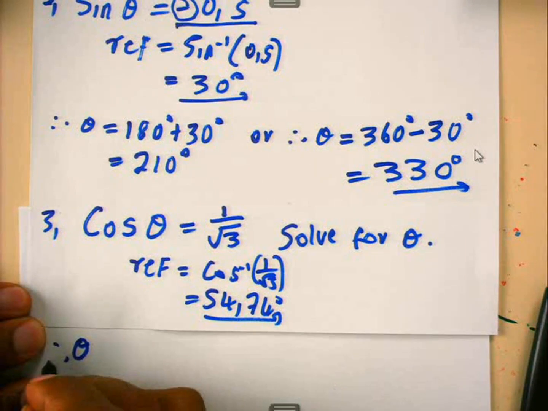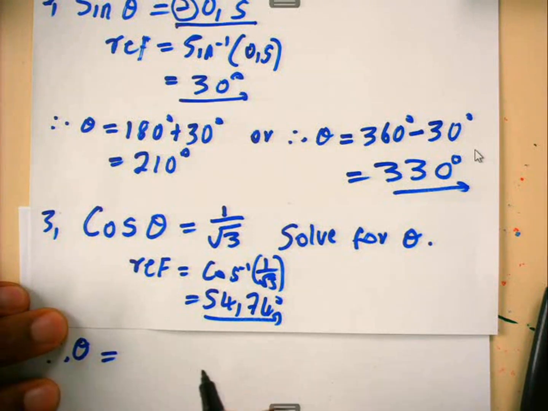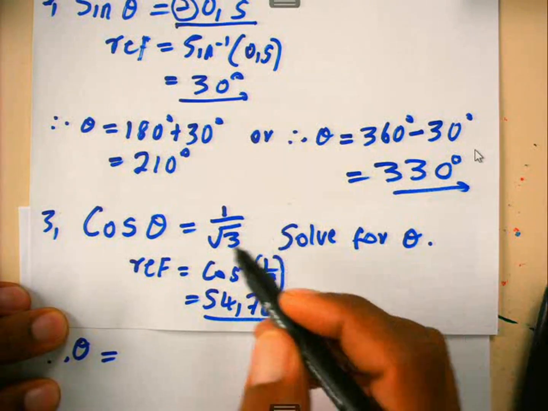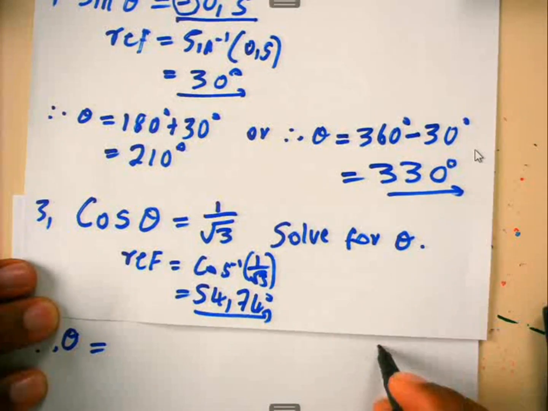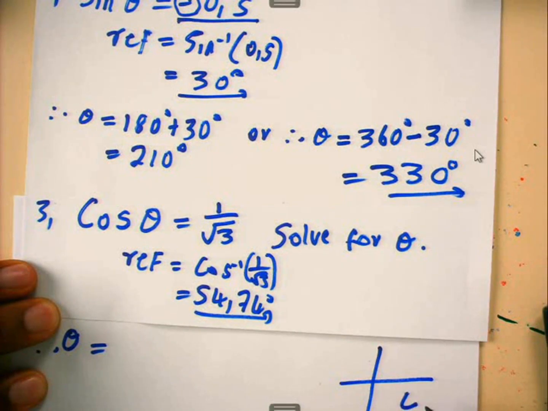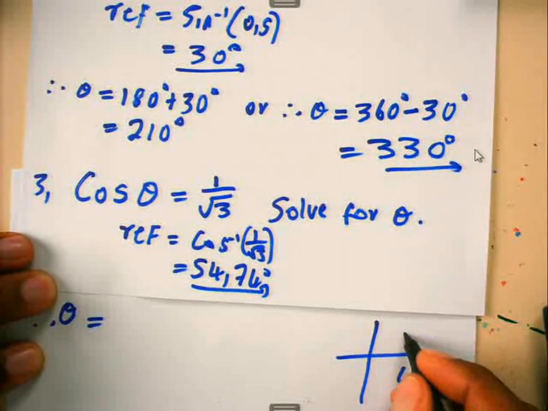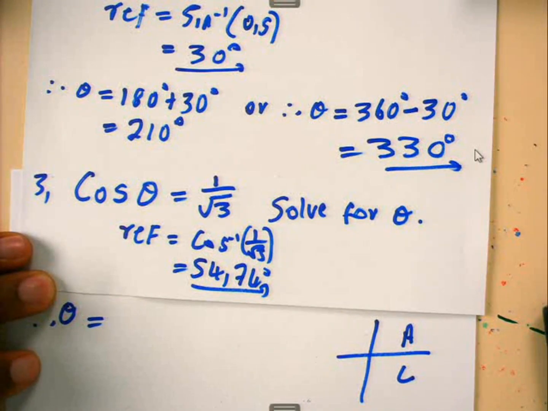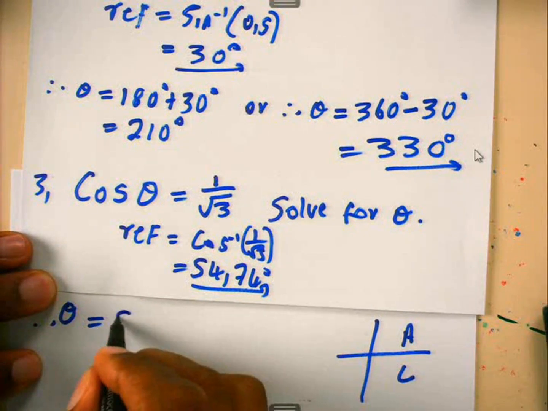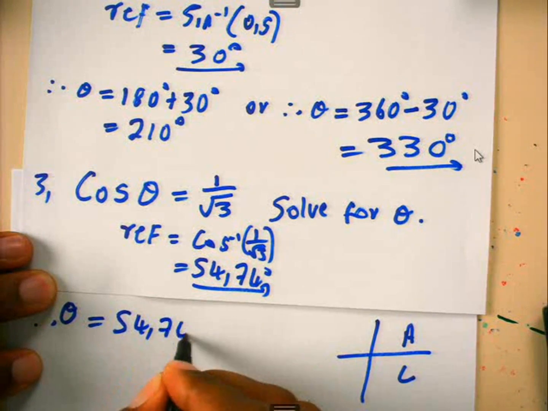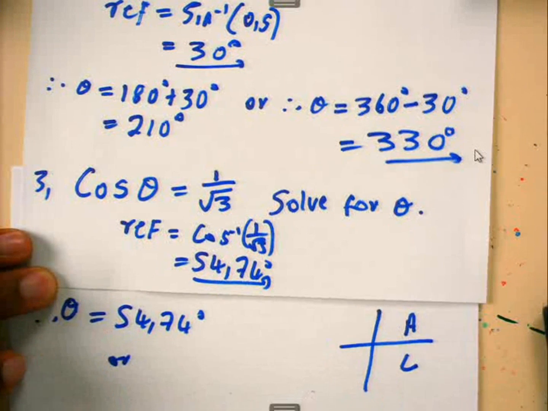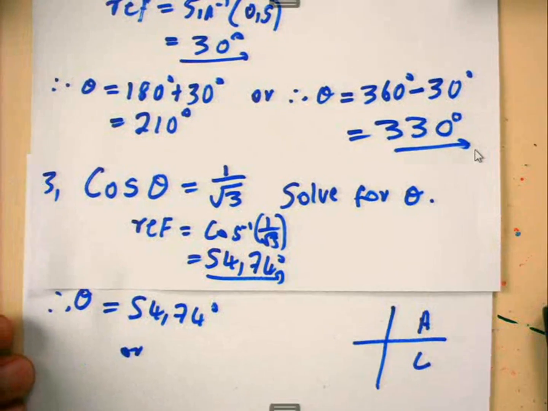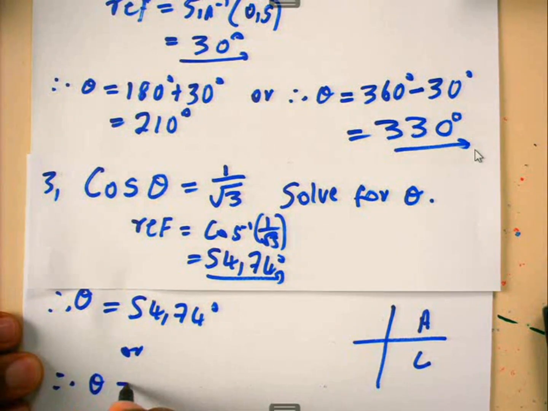Now we say, therefore, theta is equal to what? We check. The ratio here is positive. Therefore, cos is positive in the fourth quadrant as well as the first quadrant. Therefore, here we are going to have 54.74 degrees. Of course, the other one there, we are going to have what?